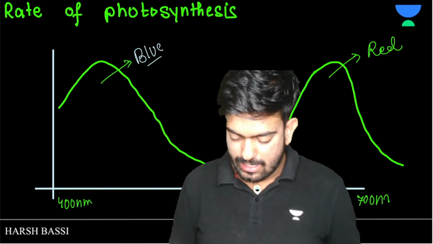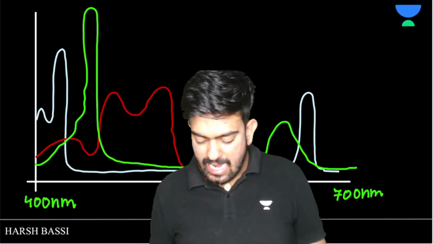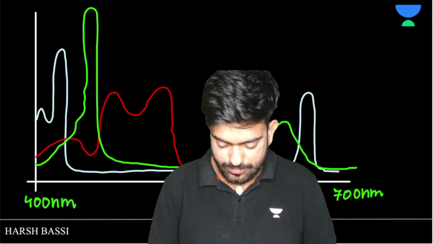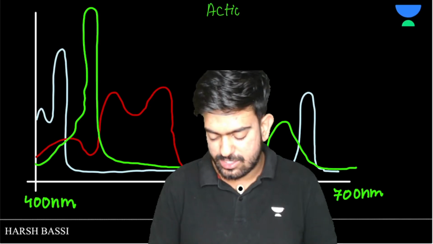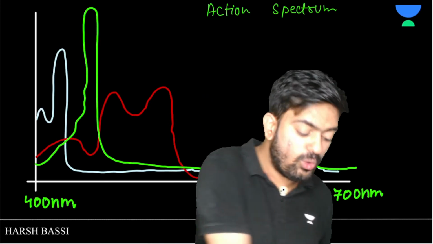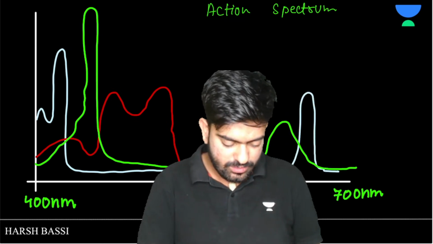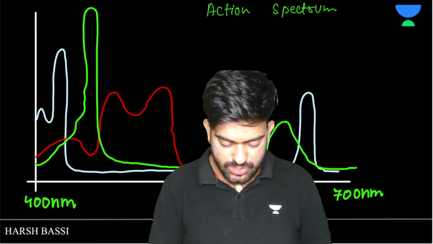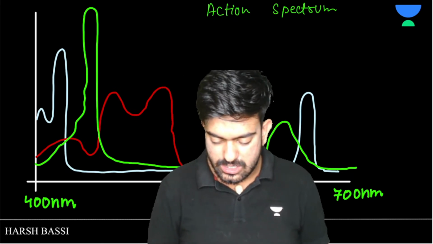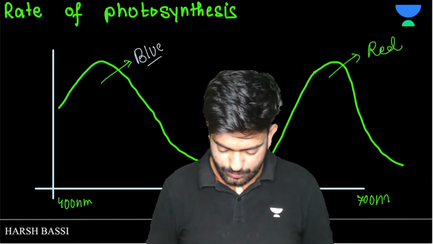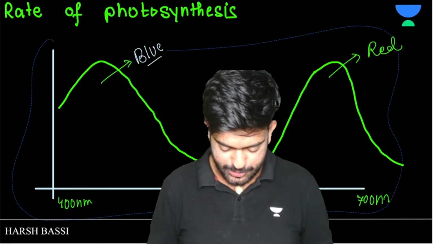Now this is the action spectrum. Now let's talk about the action spectrum. How can we talk about the action spectrum? We are going to overlap both the graphs and we are going to check whether this graph is matching or not. See, I'll show you how. I'll show this very beautifully.